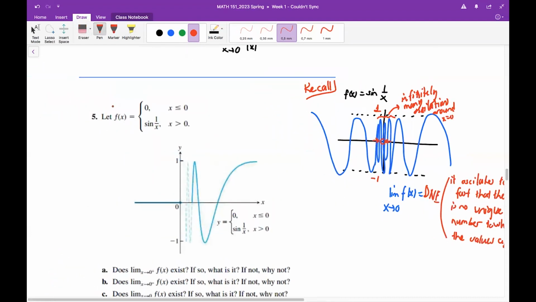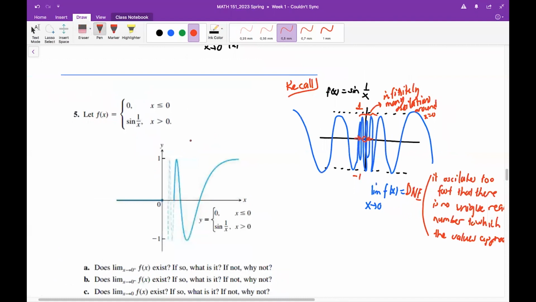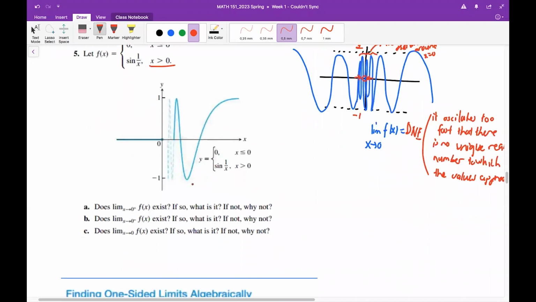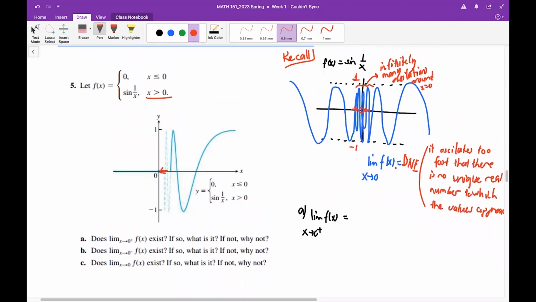Now let's look at our function. It is a bit different. Our function is defined as this function on the right side of the origin, and it is defined as 0 on the left side. Now we will look at all those questions. First of all, we want to answer the one-sided limits. Limit of f of x as x goes to 0 from the right. As I explained, on the right side there are infinitely many oscillations, just like here. The only difference is that you are looking from the right. This limit does not exist because of this crazy behavior around the origin on the right side.